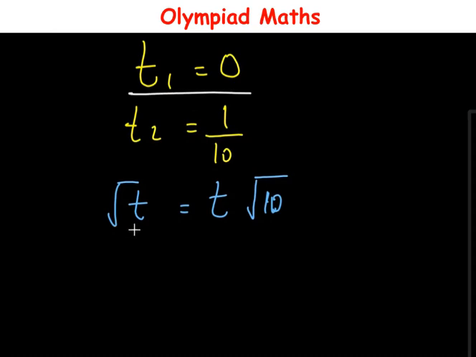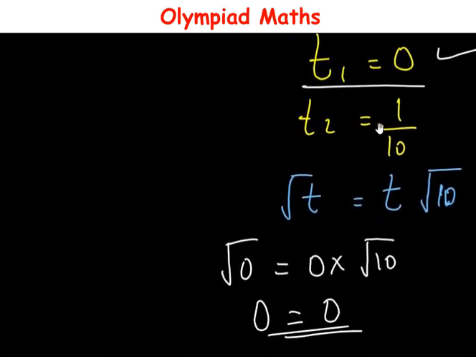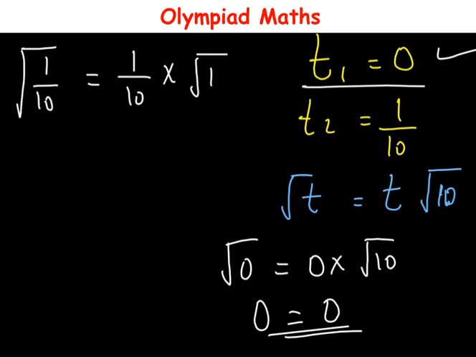So inputting the value of t as 0, root 0 is equal to 0 times root 10. Root 0 is 0, is equal to 0 times root 10, which is 0. So this means that t1 equal to 0 is the correct solution. So for the next solution of t, which is 1 over 10, I'm putting 1 over 10 into the question. So this becomes root of 1 over 10 equals 1 over 10 times root 10.